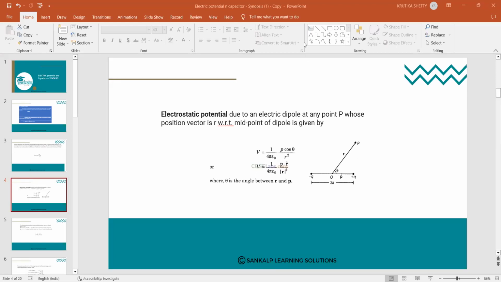So the first point is the electric potential. The expression is given by 1 upon 4 pi epsilon naught Q divided by R. Now don't get confused.